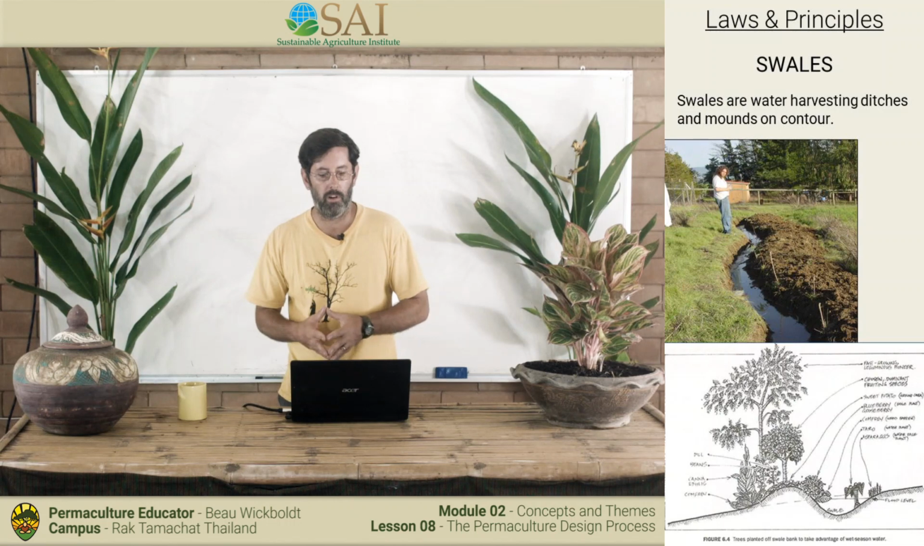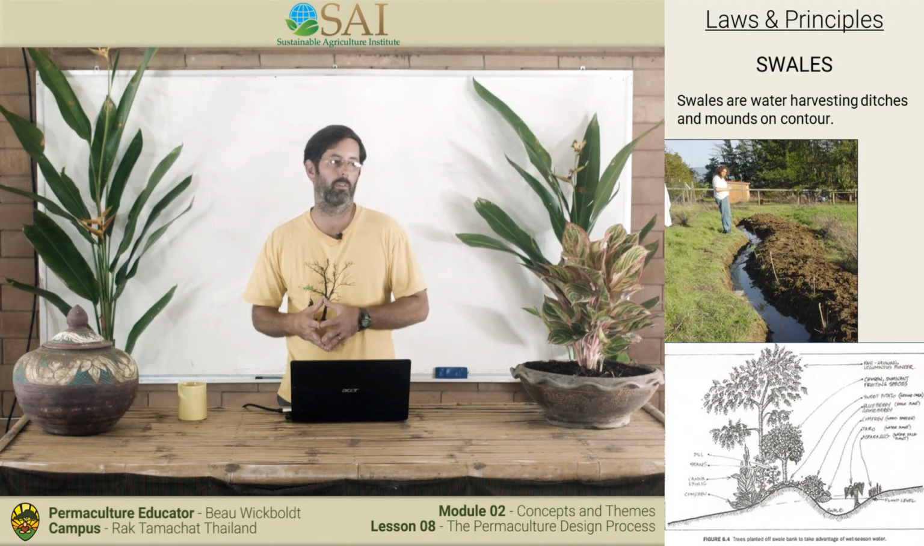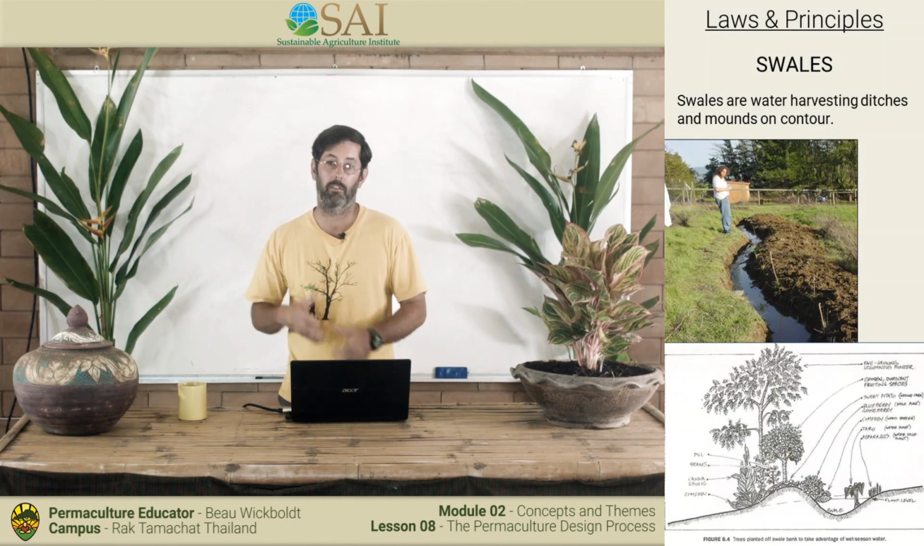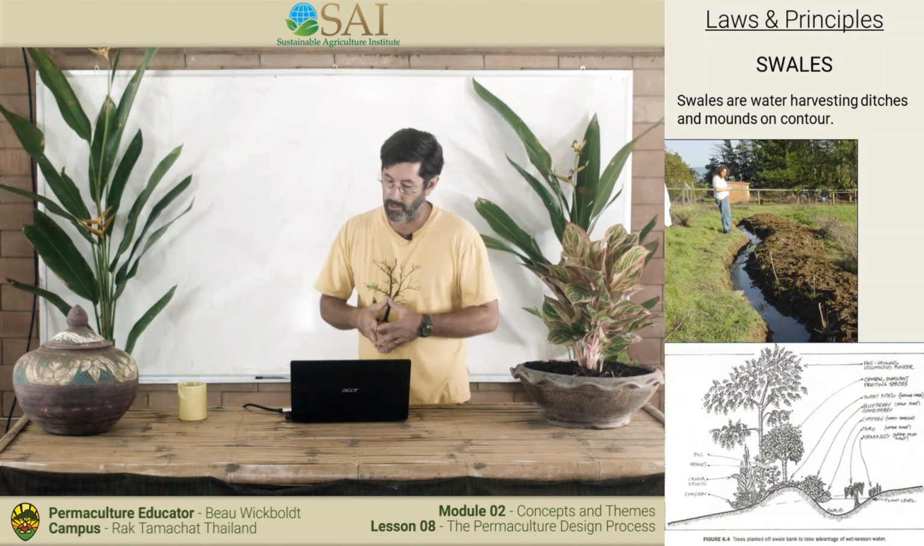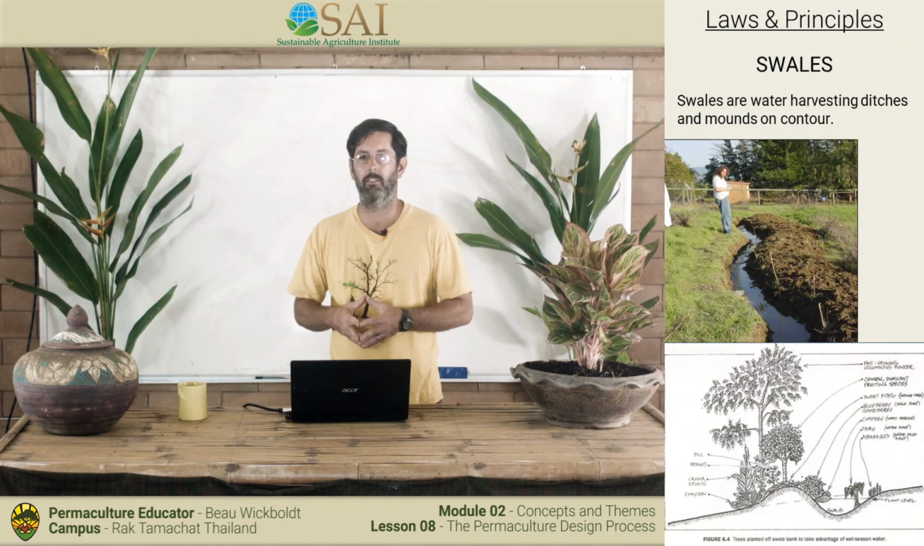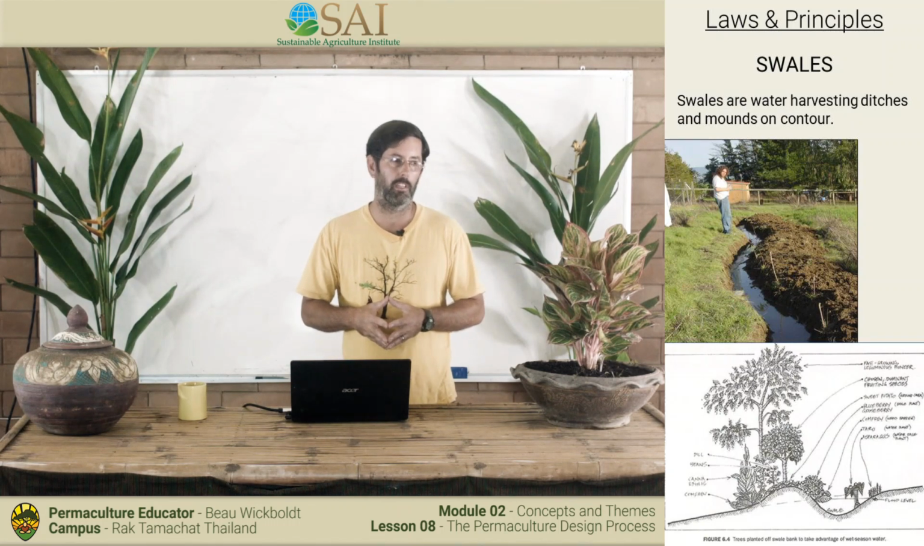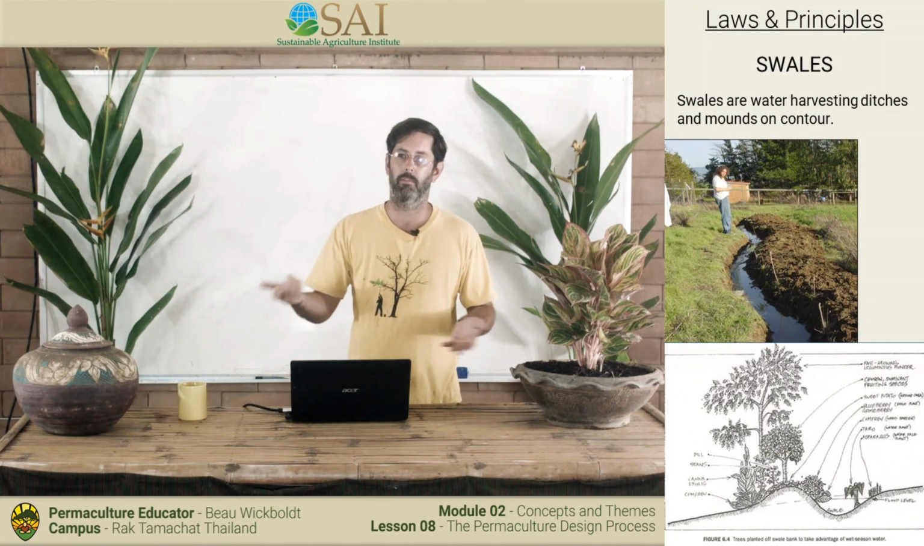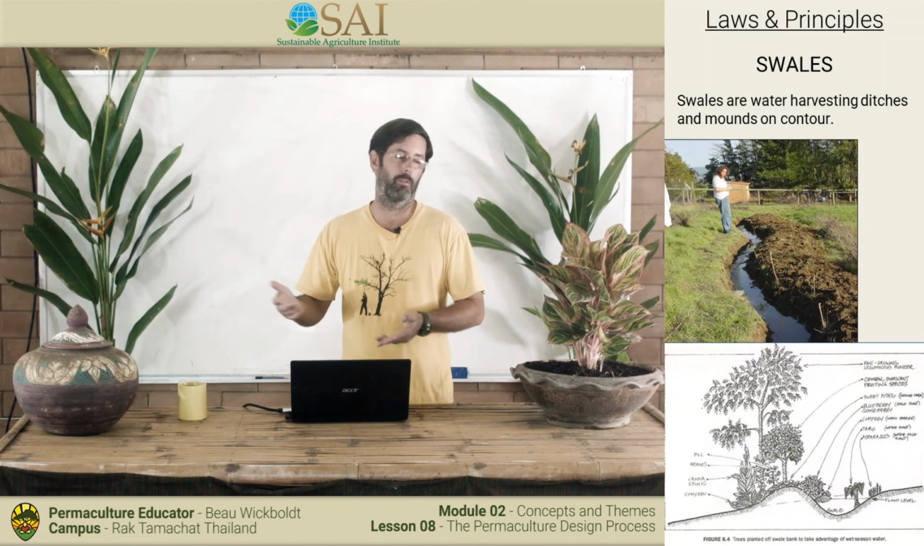Swales. Swales are water harvesting ditches and mounds on contour. But one thing I want to say to you guys, that's really nice that she has that in her yard, and I assume she likes the shape of it because it's not doing anything. It's not harvesting any water. She used a hose to fill it up. But when it rains, maybe a little water gets in it.